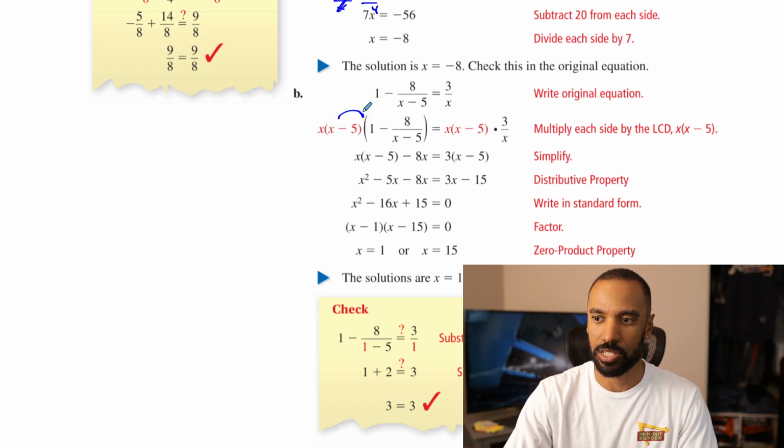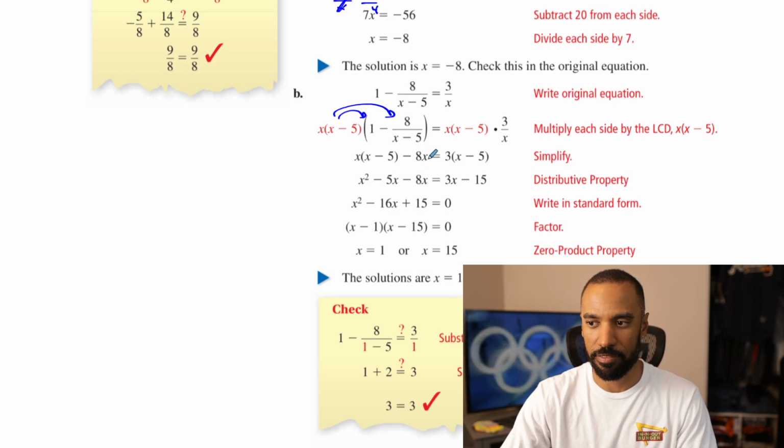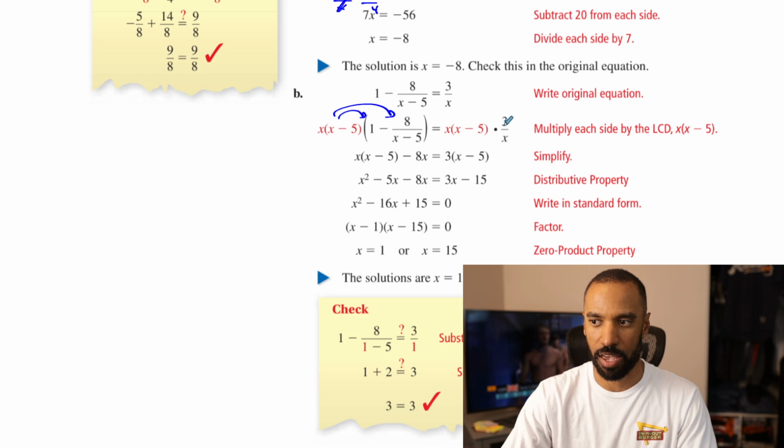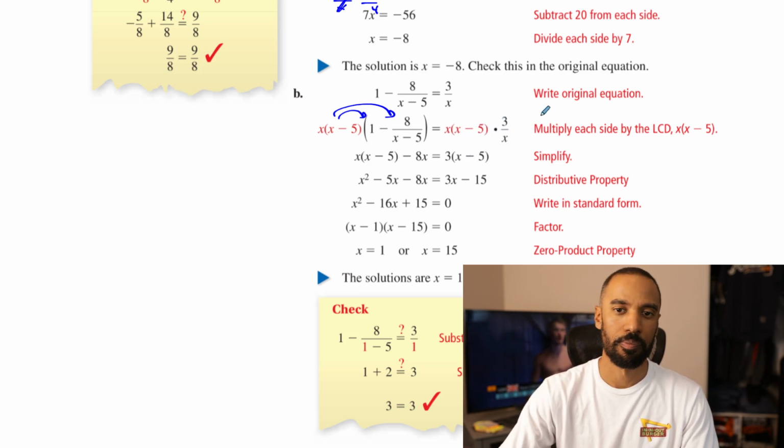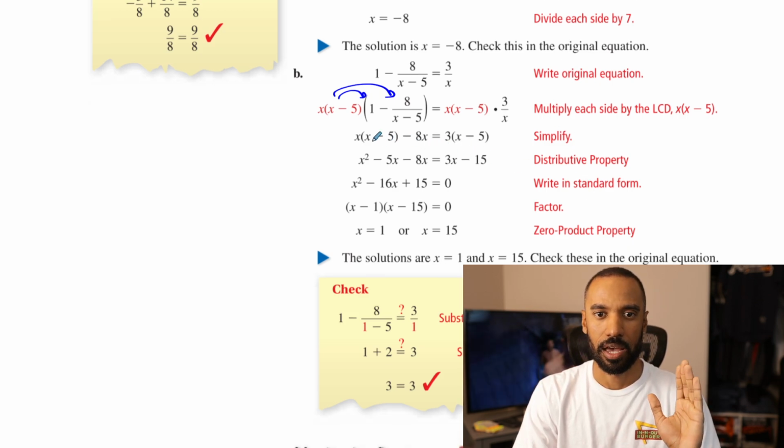When I distribute x times x minus 5 into both of these, you might go, wait a second, where did the x minus 5 go? Well, it divided with this x minus 5. And wait, where did this x go right here? Well, it divided with this x. So those are the parts you might miss.